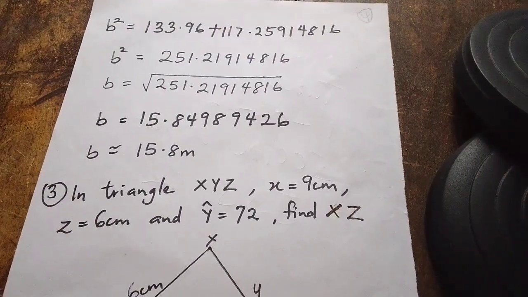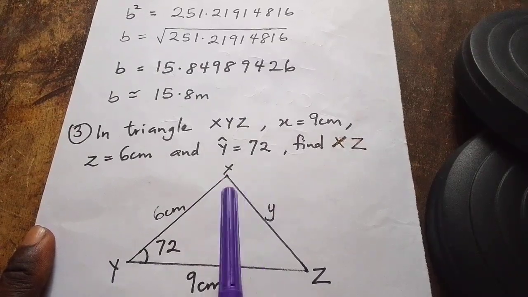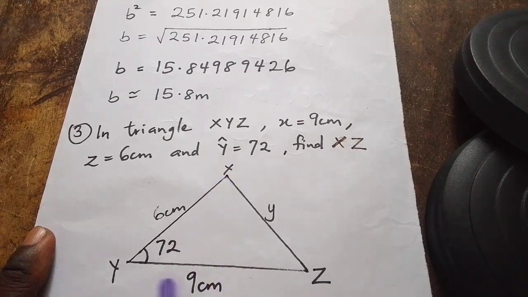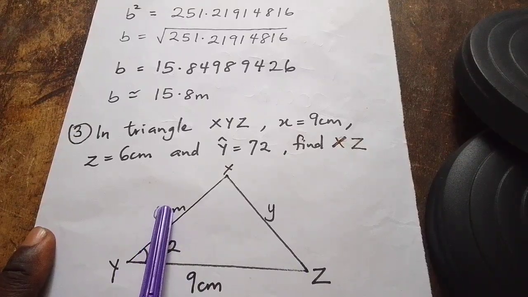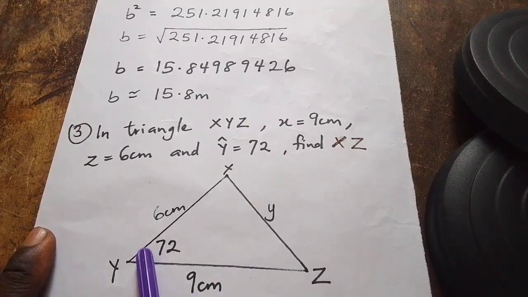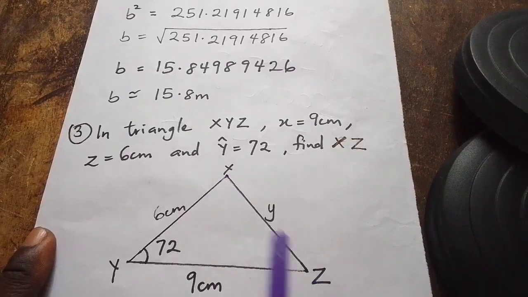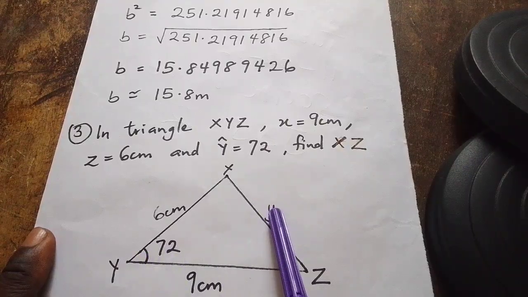Now let's have the third example. It says in triangle XYZ, side x is 9 centimeters. This side facing angle X is side x. Then side z, the line facing angle Z, is 6 centimeters, and angle Y is 72 degrees. Find XZ. What is the name of this XZ? The side is the side facing this angle, so XZ is y.